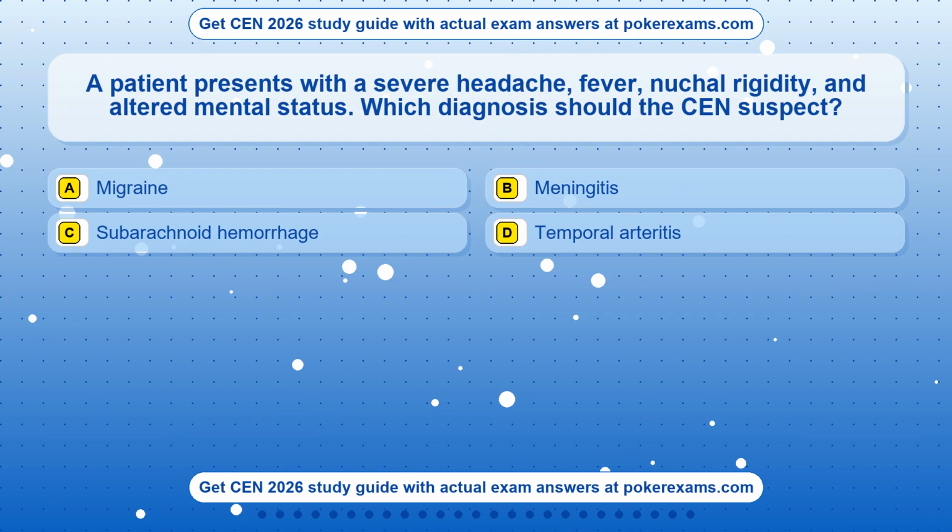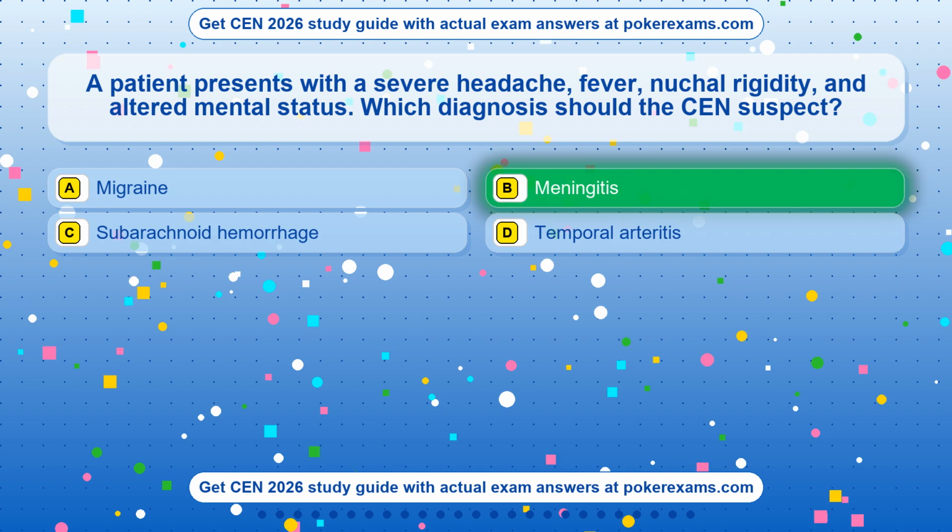Question 23. A patient presents with a severe headache, fever, nuchal rigidity, and altered mental status. Which diagnosis should the CEN suspect? Option A, migraine. Option B, meningitis. Option C, subarachnoid hemorrhage. Option D, temporal arteritis. The correct answer is option B.